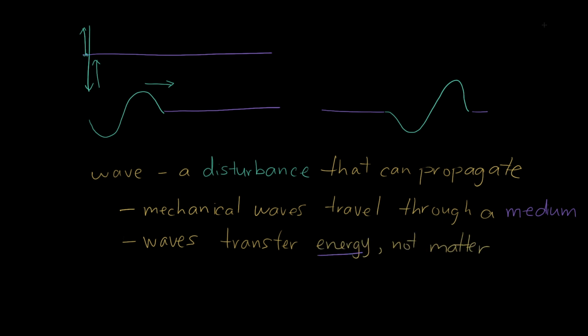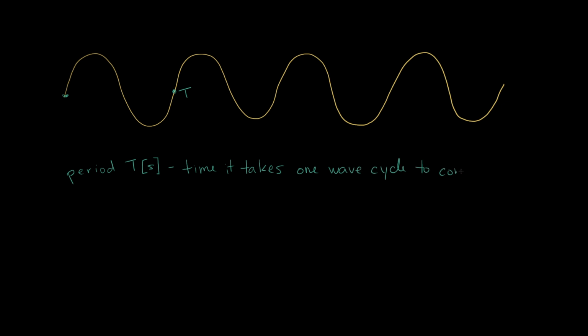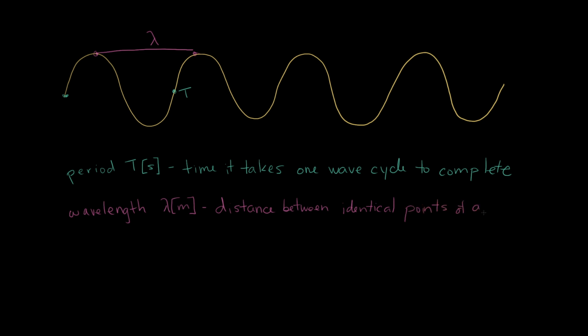So in my first example, I only jerked my hand up and down once, which created a single wave pulse that moved through my rope. If instead I were to keep moving my hand up and down consistently, I would see a waveform that looks something like this. And when we model a wave, there are a few key characteristics that we need to know about that wave. First is the period. Period is measured in seconds, and it tells us how long it takes for one wave cycle to complete. Next is the wavelength. Measured in units of distance, like meters, the wavelength is the distance between identical points of adjacent waves. And finally, there's the frequency.